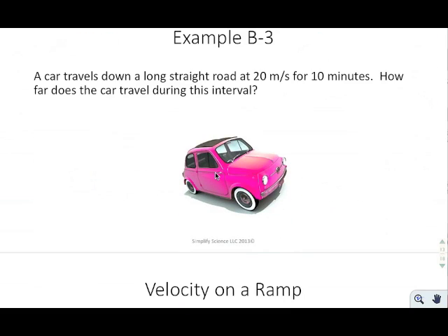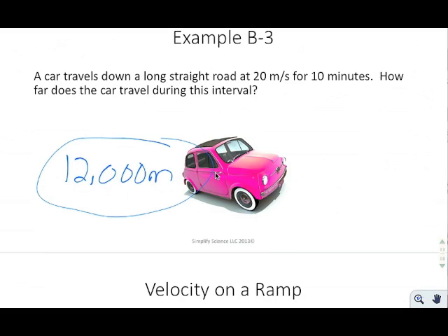This last one says a car moves at 20 meters per second for 10 minutes. You should be able to figure out entirely on your own that the value would be 12,000 meters, and you should be able to do a similar problem for any sort of quiz that you may see.